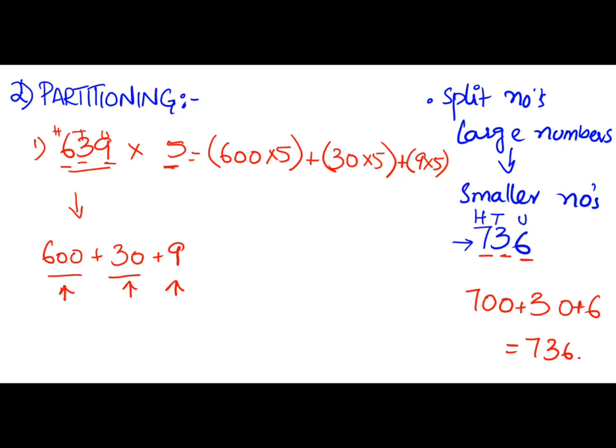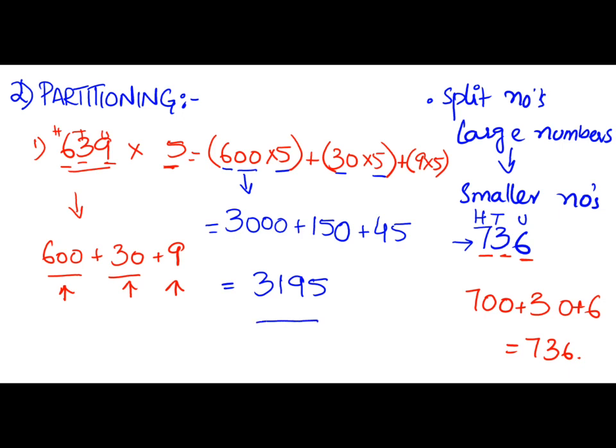So let me write these numbers after their multiplication. So 600, 6 times 5 is 30, and there are 2 zeros, so I will write 2 zeros here, plus 3 times 5 is 15, and there is 1 zero, so I will write 1 zero here. And at the end, it is 9 times 5, which is 45. And if you add all of these numbers together, you will get the answer, which is 3195. So this is how you will use the partitioning method in multiplication.